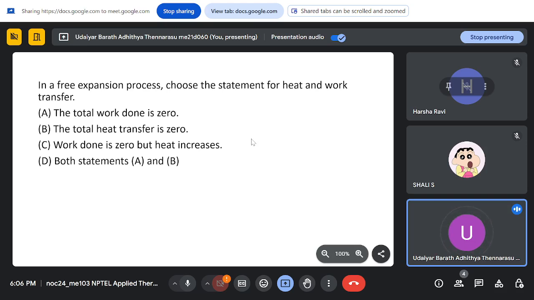So if you see in a free expansion process, there is no restriction. So you're just in a vacuum, you're trying to expand the gas. Sorry, if you have a balloon filled with gas, you pop it into vacuum. So that is an example of free expansion. So in that case, you will not have any work done, and also you will not have any heat transfer happening. So your answer is option D.